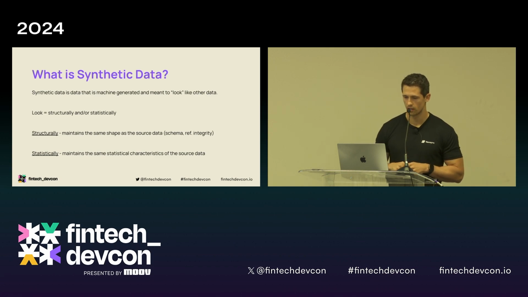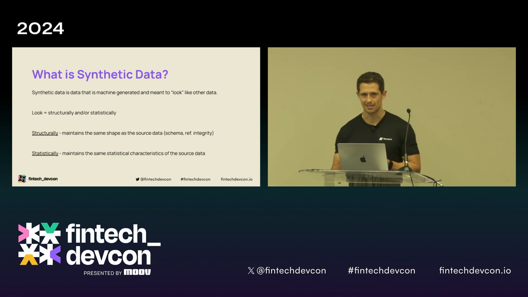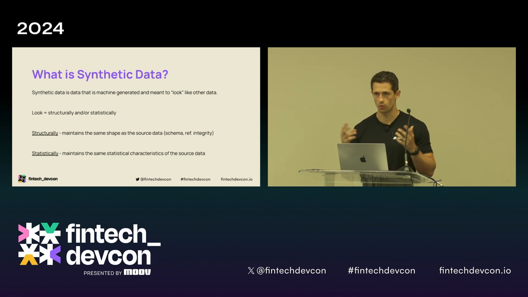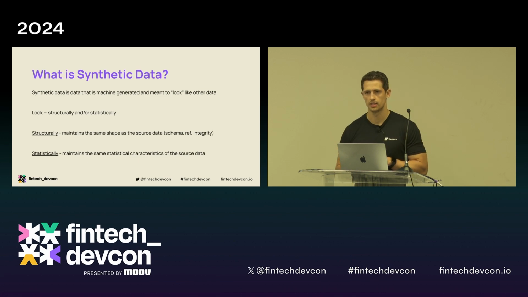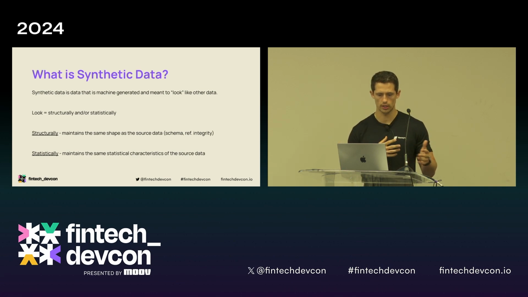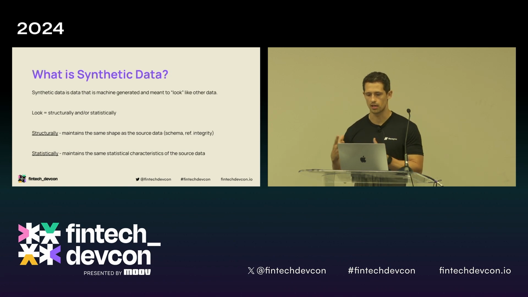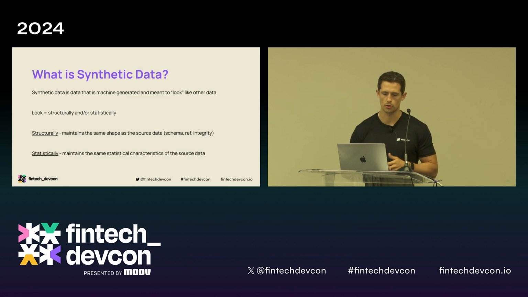So we got some folks who are familiar, some folks who are less familiar, so maybe this is going to be useful. So the way I think of synthetic data, and there's a couple different definitions of it, but the way I think of it is it's data that's machine generated and meant to, quote unquote, look like other data. And we can qualify the look part of it in 2 different ways. One is structurally, so it maintains the same shape as the source data. So the schema is the same, referential integrity is the same, our references don't get broken. It looks like that data from just a data format perspective.